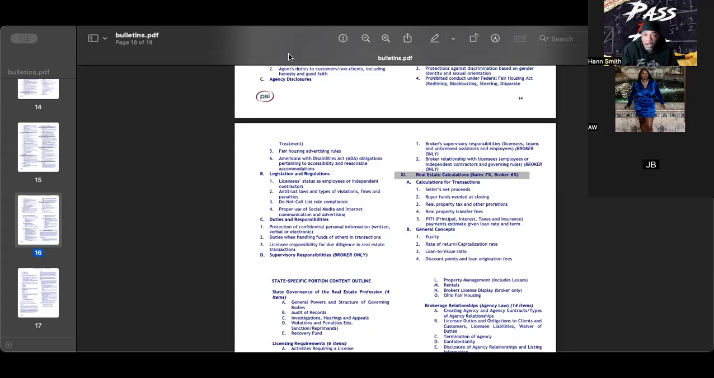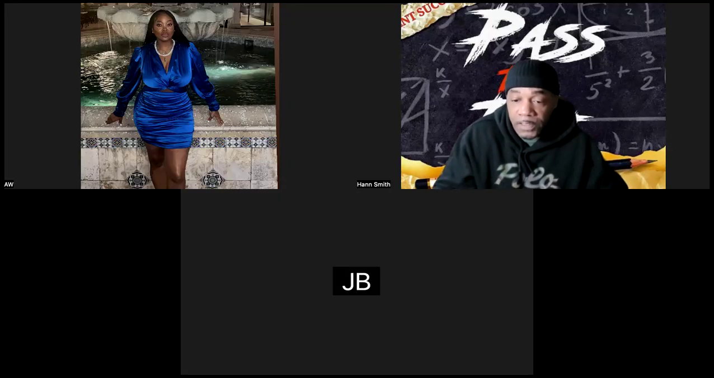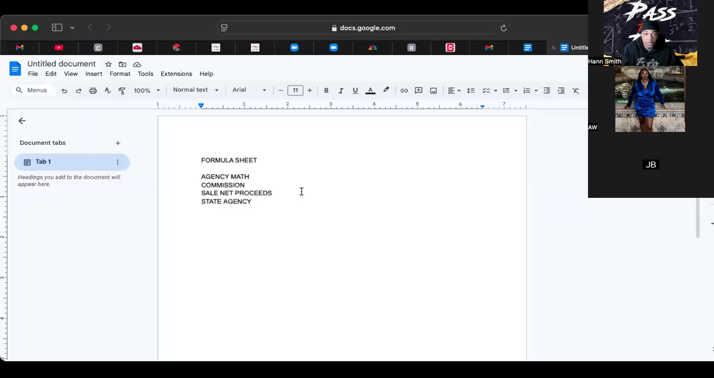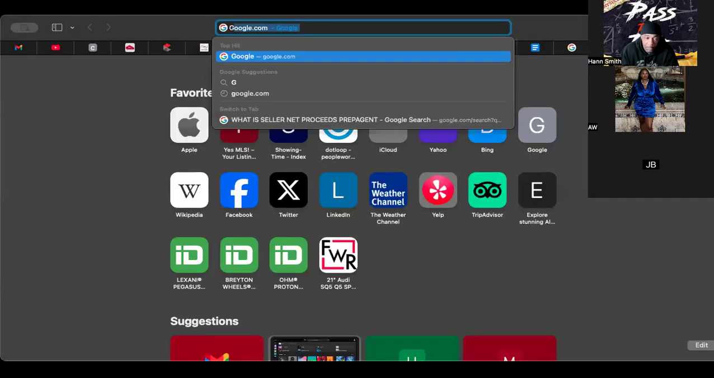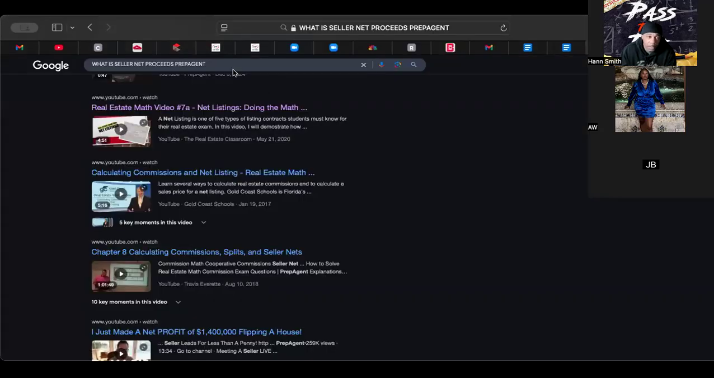So what is selling net proceeds? And I wanted to go into this first because this is, hold on, let me pull it up again. Is it this one? I think it's this one. All right, so let's find out what selling net proceeds is. We're going to have Google tell us.